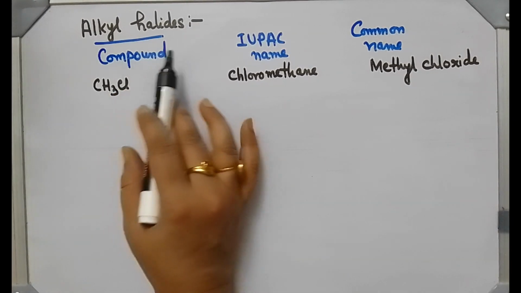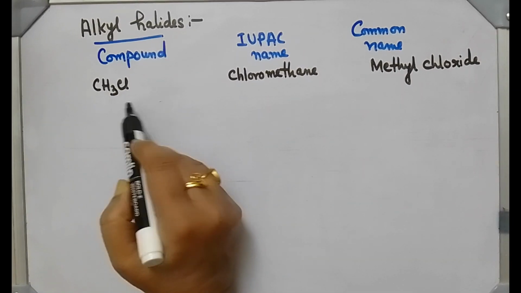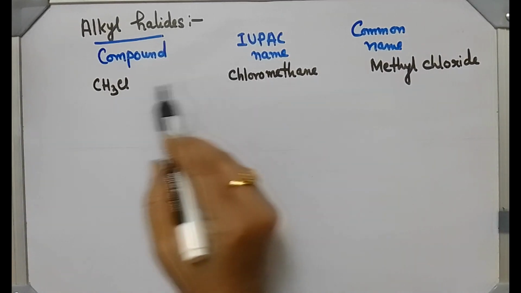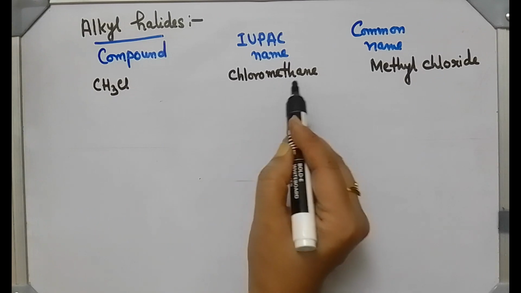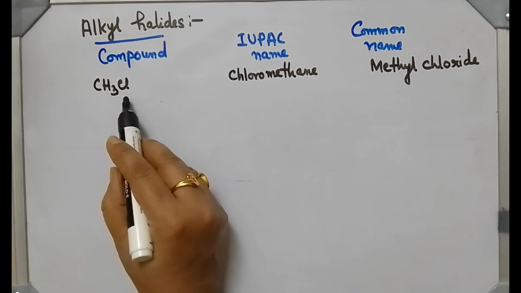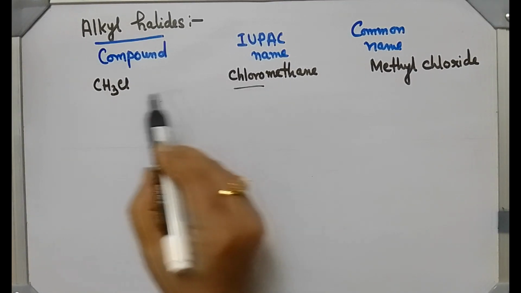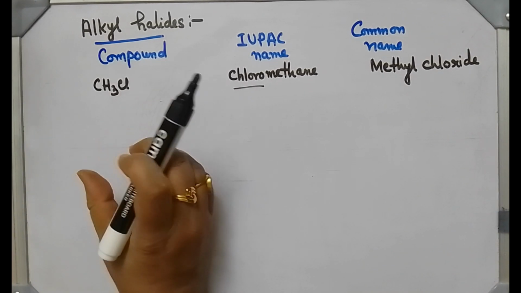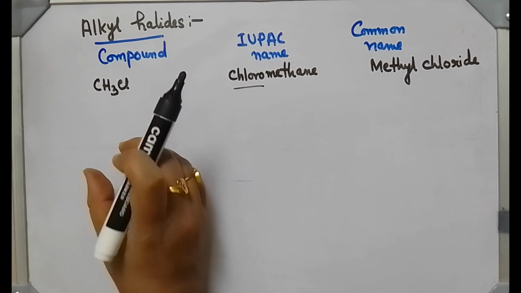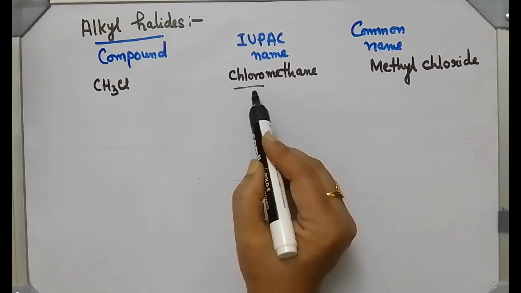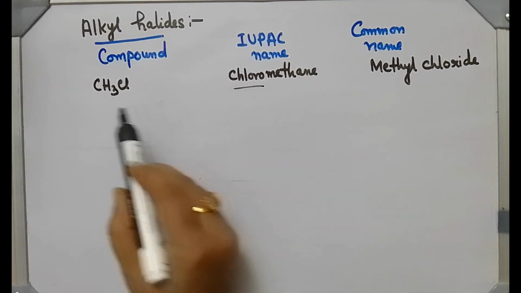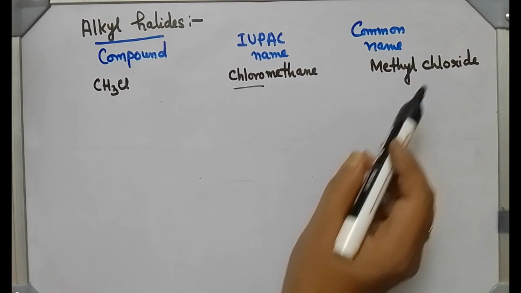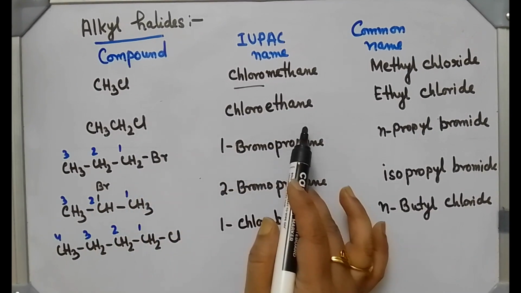Now say for alkyl halide, what you have to do? For the IUPAC name, first you have to write the prefix halo and then whatever alkane is there, its name you have to write. So here Cl is there, we are writing chloro, and then if Cl is not there, the alkane is CH4. So you have to write the name of the alkane, means methane. It is chloromethane. Common name is the alkyl group plus halide, so methyl chloride. Next compound is chloroethane.